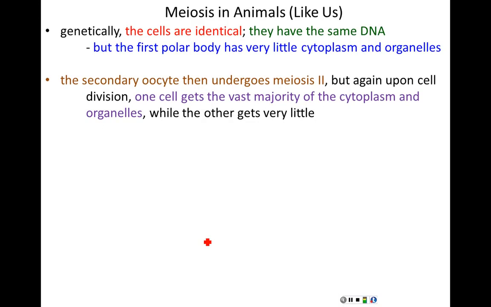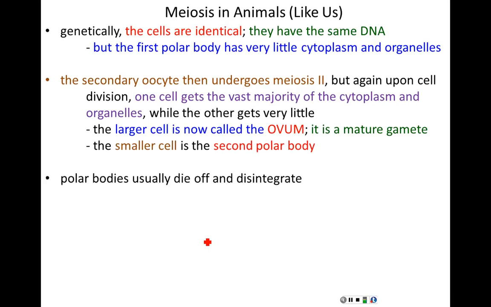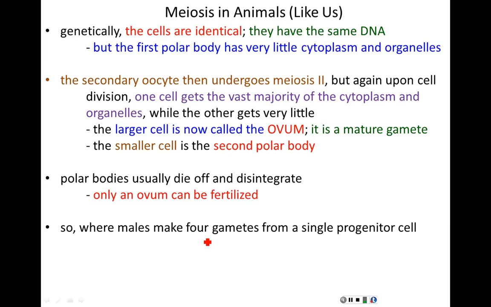Here the chromosome number is kept the same, but we have another unequal cell division. One cell gets the vast majority of the cytoplasm, and the other cell gets very, very little. The larger cell this time is called an ovum. It is a mature, fertilization-competent cell. The smaller cell is referred to as the second polar body. Polar bodies, again, are not viable. They usually die off and disintegrate. Only an ovum can be fertilized.